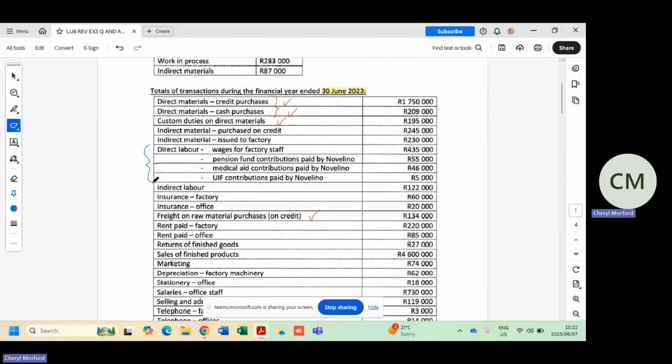So their wages, as well as any other contributions paid by the business associated with the direct labor. So the most likely ones are pension, medical aid, and unemployment. All we're going to do here is we're going to write those up in the one note and then get the total. So in your question, should it come up in the exam, you will put as many or as few of those items in as are in the question.